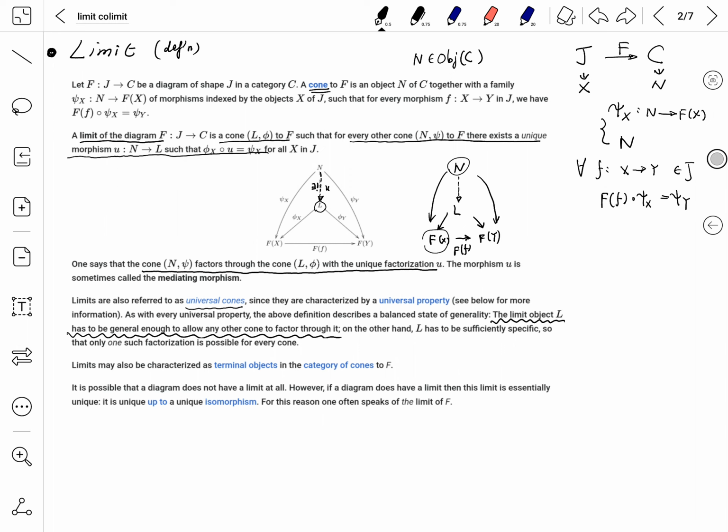On the other hand, L has to be sufficiently specific so that only one such factorization is possible for every cone. Limits may also be characterized as terminal objects in the category of cones to F. It is possible that a diagram does not have a limit at all. However, if the diagram does have a limit, then it is essentially unique up to isomorphism. Anything that's a universal property is always unique up to isomorphism, so I can speak of the limit of that.